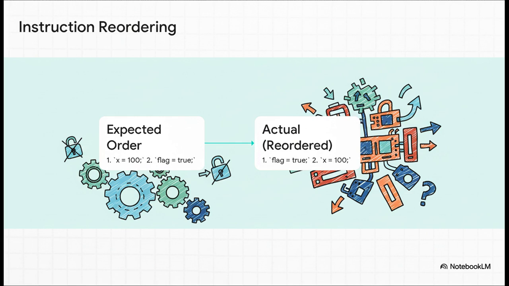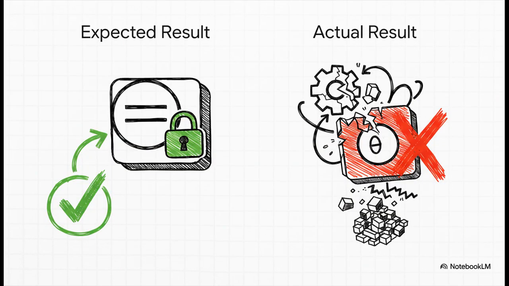The order you wrote the code in? Yeah, that's more of a suggestion to the CPU. So what's the result of all this? It's a total disaster. Thread 1 sees that the flag is true, it breaks out of its waiting loop, and it prints the value of X before thread 2 ever got around to setting X to 100. So it could print 0 or just whatever random garbage was in that memory location. Your logic is completely broken.